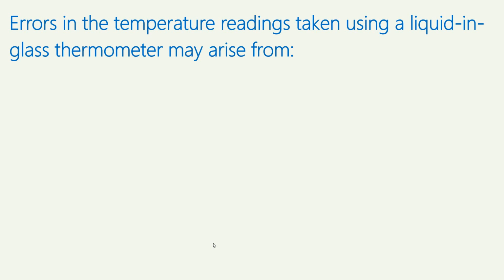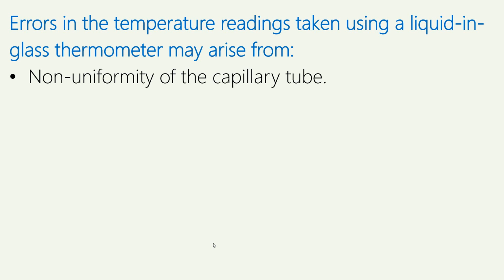Now, what are the errors that result if you are taking temperature readings using a liquid in glass thermometer? We've looked at, for example, a clinical thermometer, a six thermometer, an ordinary thermometer. What are the errors that may result? Number one, the errors may result from the non-uniformity of the capillary tube. That capillary tube isn't necessarily uniform, so there may be non-uniformity, so it may lead to an error.